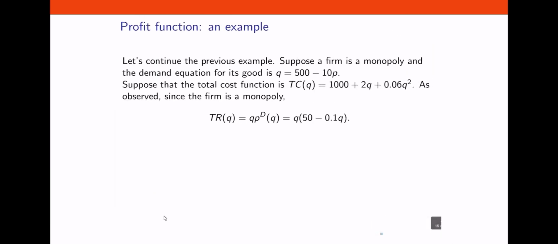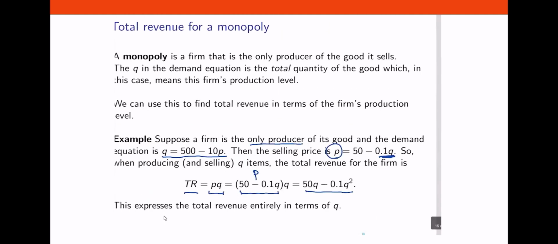So let's go back and continue the previous example now. Our firm is a monopoly. It's got this demand equation. And let's suppose that the total cost function is given by this expression here. As we already observed, because the firm is a monopoly, the P that we use for the selling price comes from the demand equation, and we get the expression we had a moment ago.